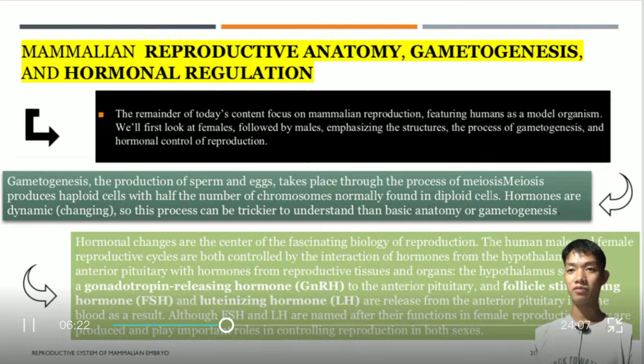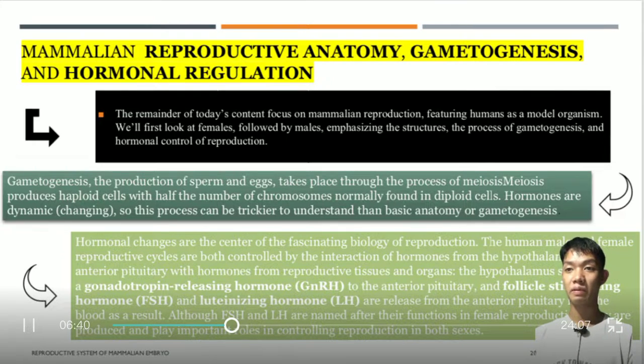Hormones are dynamic, which means that they can be changing. So this process can be trickier to understand than the basic anatomy of gametogenesis. And hormonal changes are the center of the fascinating biology of reproduction.